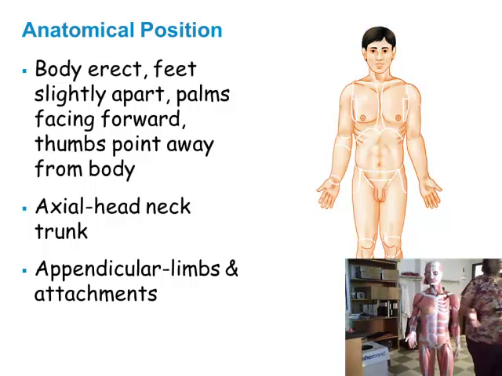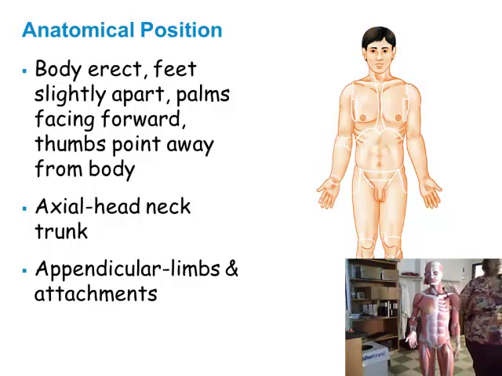Now, in terms of the different regions of the body, the two main breakdowns that we can make are what are called the axial and the appendicular. The axial is the axis of the body. So this would be the head, the neck, and the trunk. If you can imagine taking the arms off, including the shoulders, and the legs off, including the hips, that would be your axial skeleton. So this region here.